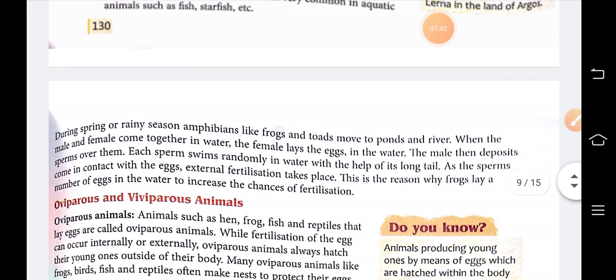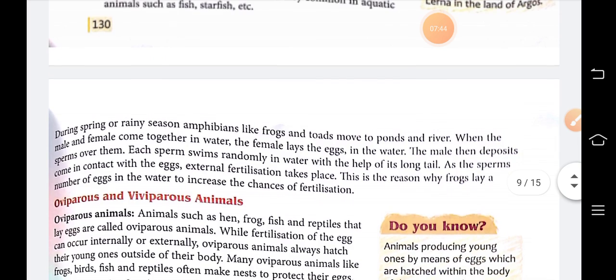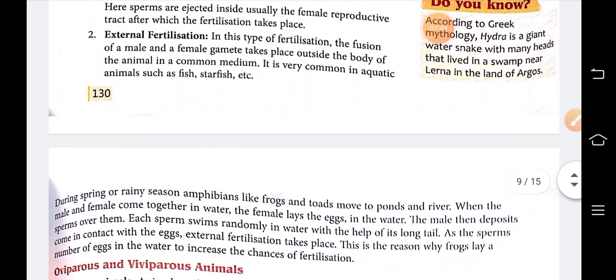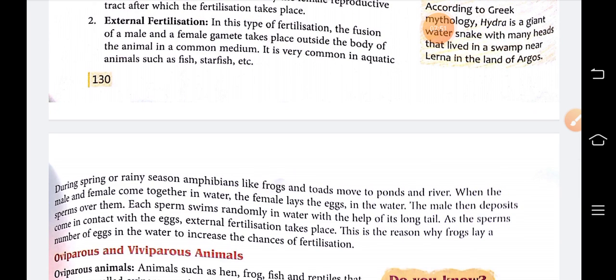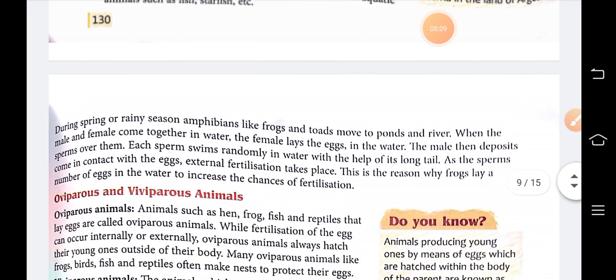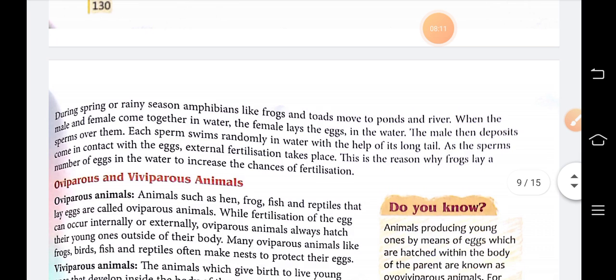This is the reason why frogs lay a number of eggs in the water to increase the chances of fertilization, because in external fertilization, there are chances of many eggs getting wasted. Wastage of eggs and sperms is there. So to avoid it, to increase the chances of fertilization, a number of eggs are released by the frogs.